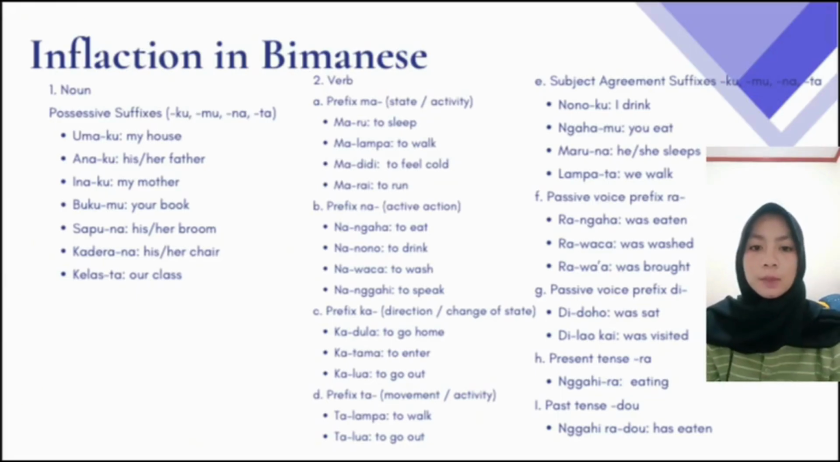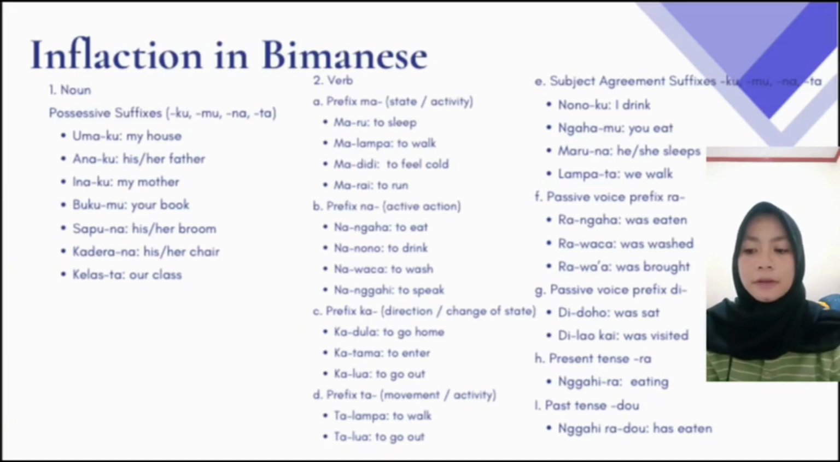For noun inflection, the first point is possessive suffixes. In Bimanis, possession is expressed by suffixes attached directly to nouns. The suffixes indicate who owns or possesses something. The possessive suffixes are ku, meaning my; mu, meaning your; na, meaning his or her; and ta, meaning our. For example, umaku means my house, and anana means his or her father. These suffixes function similarly to possessive adjectives in English: my, your, his, her, and our.